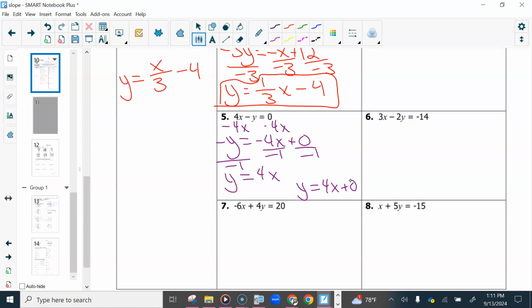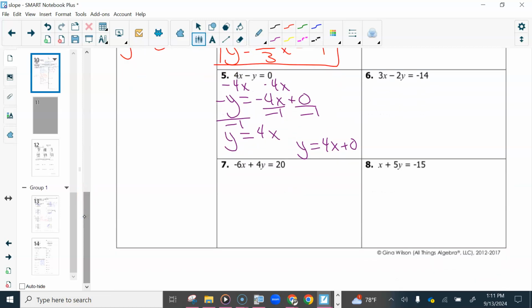And then the last one. Sarah, do you have this one? Yes. No, it was a negative when we moved it. Oh, I didn't do negative next to it.